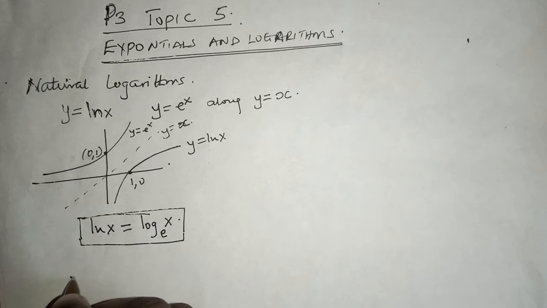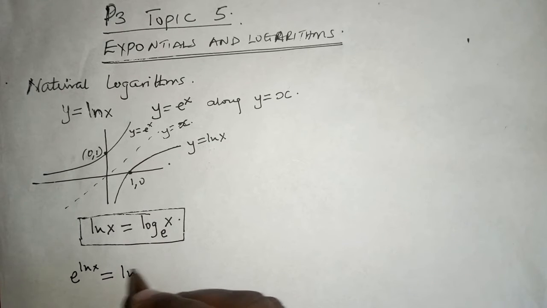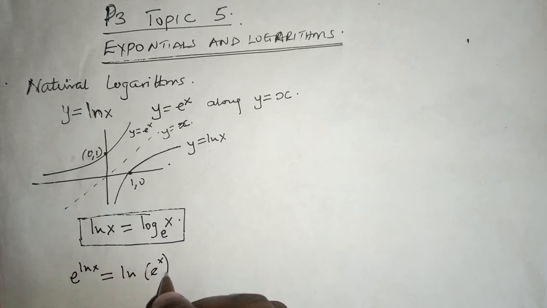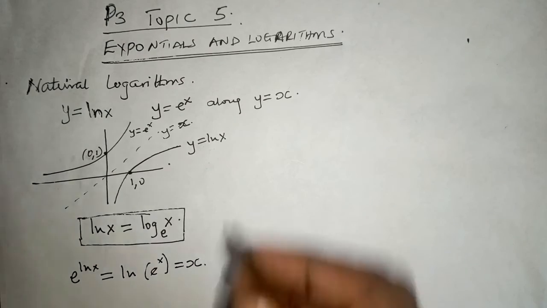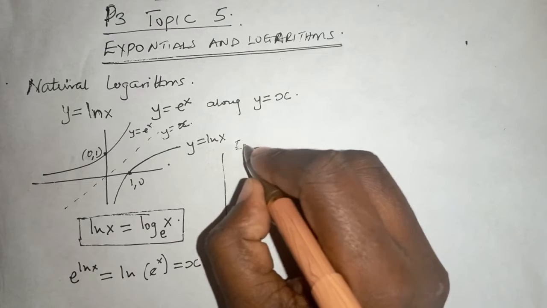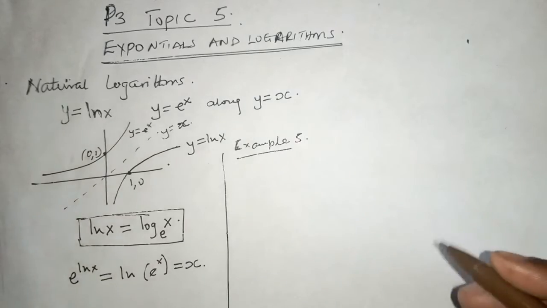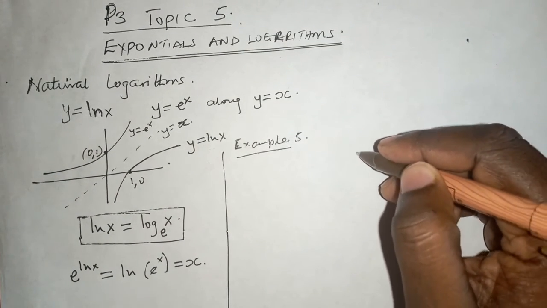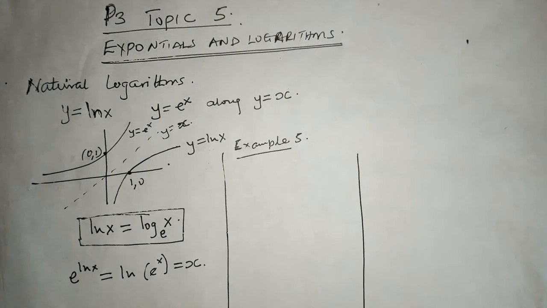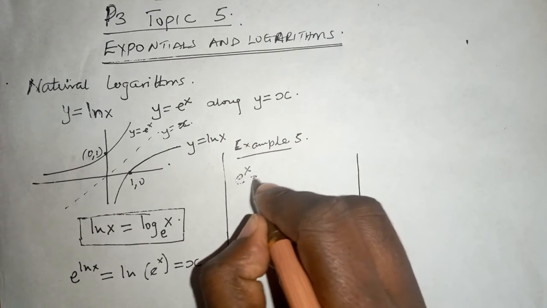And having said that, e raised to power ln x is equal to the ln of e raised to power x, which is basically x. We are going to find that in example 5. Let's just solve or respond to example 5 here so that we can see what is expected of us. We are told to solve the equations, giving your answer in exact form. And the equation is e raised to power x is equal to 5.